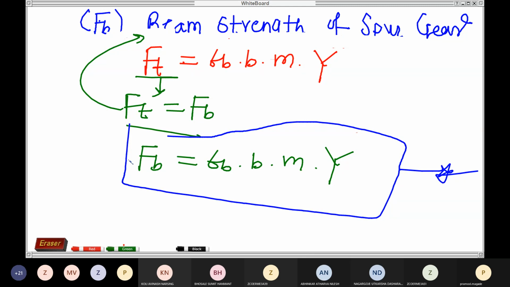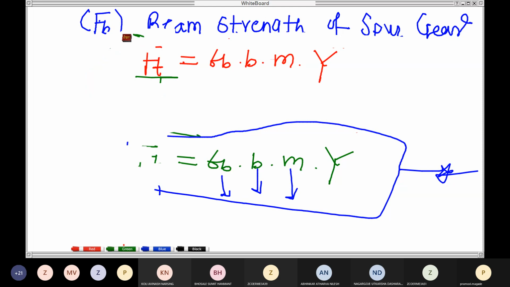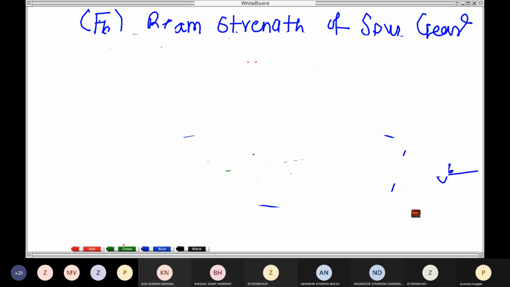So one by one write down the notations. Fb is the beam strength of gear tooth, sigma b is bending stress, small b is face width, m is module, and Y is Lewis factor. Clear? So this will be the derivation.